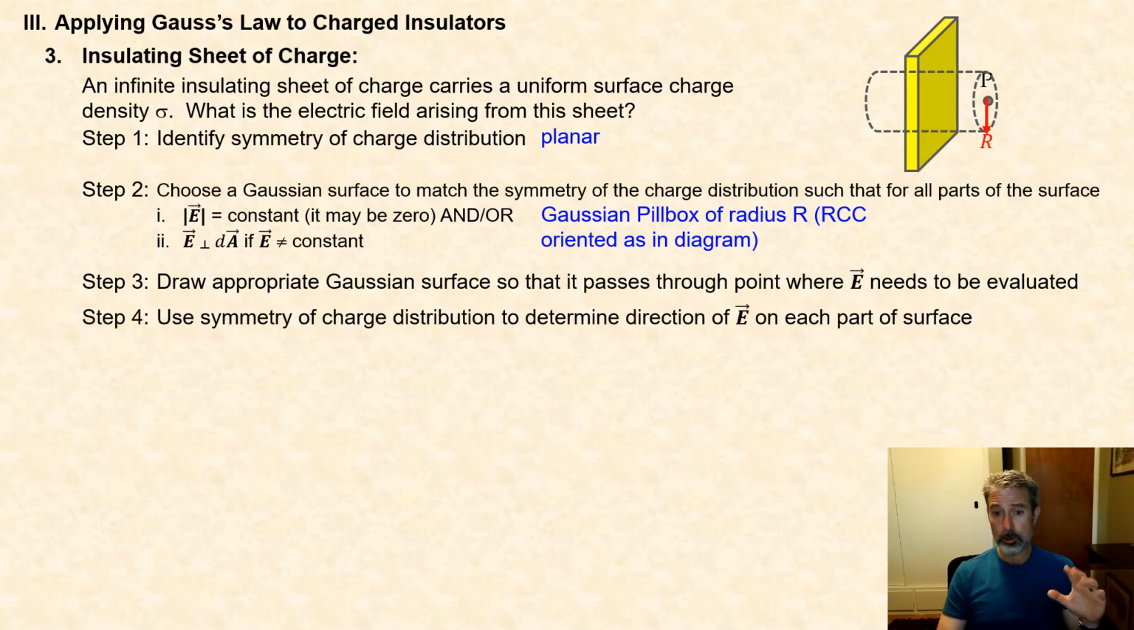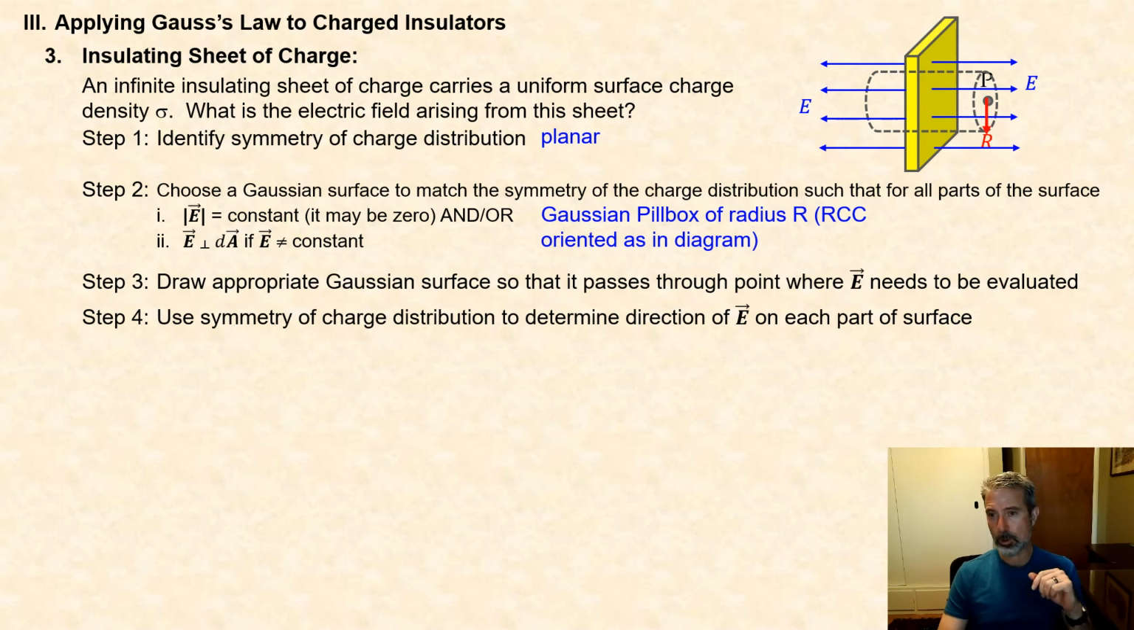Use the symmetry of the charge distribution to determine the direction of the electric field in each part of the surface. For an infinite sheet of charge, where there are no edges, the symmetry suggests that the electric field has to be perpendicular to the surface at all points. There would not be any components parallel to the surface.